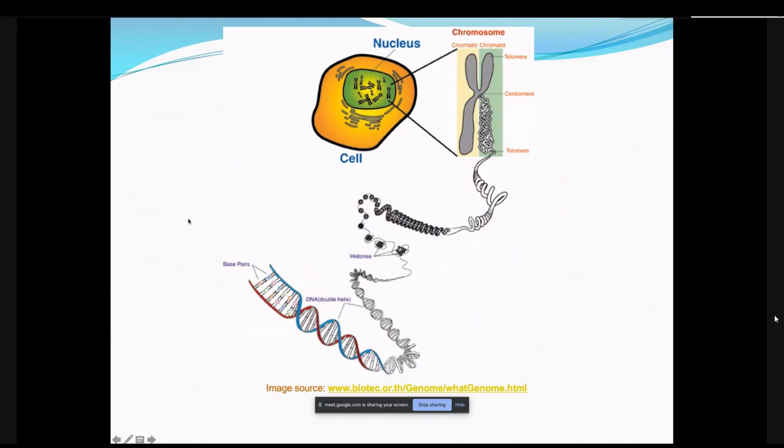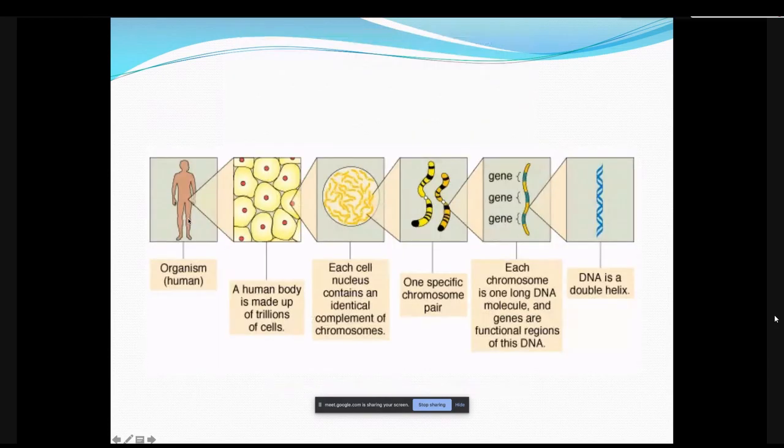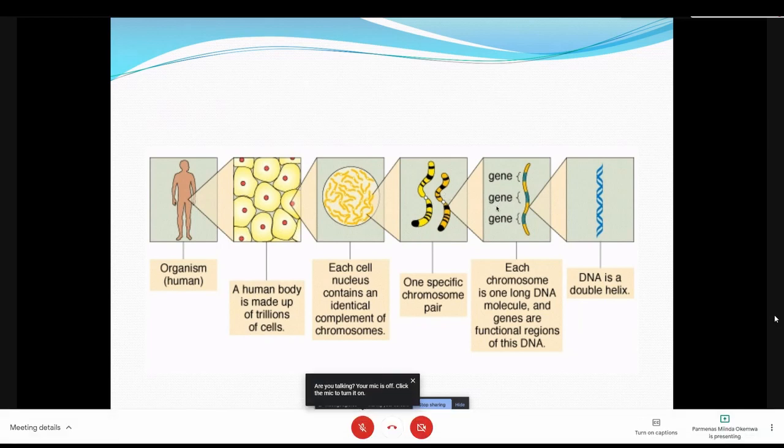Starting from the left, we know that a human being is an organism. It has cells, and it's within the nucleus of cells that we find chromosomes. And these chromosomes, on certain areas, are where genes are located. So each chromosome is one long DNA molecule, and genes are the functional regions of this DNA. And as you know, DNA is a double helix.